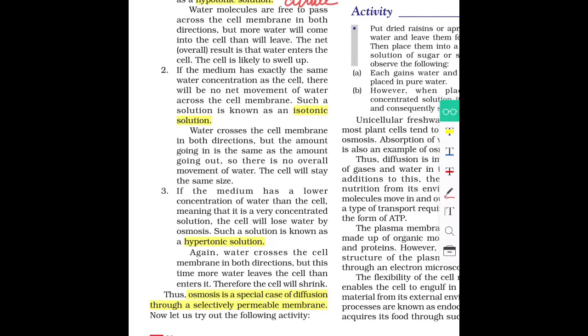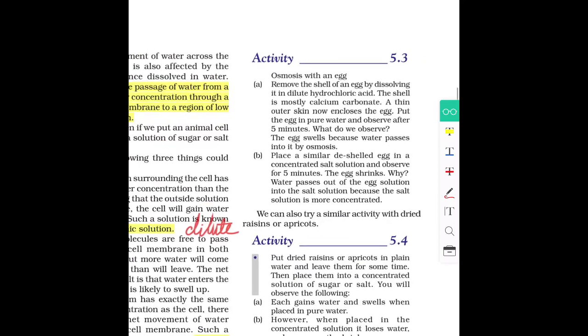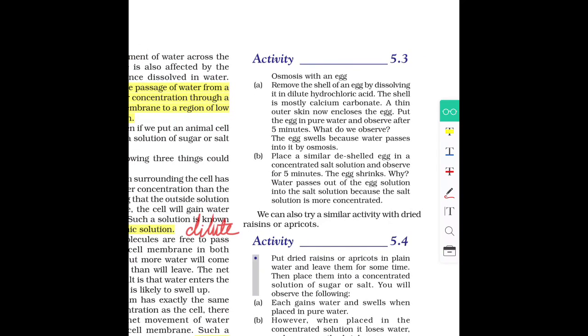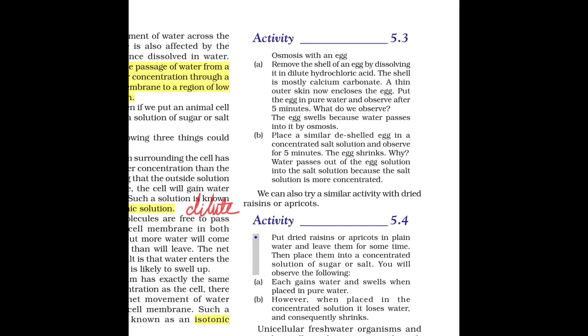Now let us try to understand this with the help of an activity. Osmosis by an egg. Now we know that an egg is a cell. Remove the shell of an egg by dissolving it in dilute hydrochloric acid. The shell is mostly calcium carbonate. The thin outer skin now encloses the egg. Put the egg in pure water and observe after 5 minutes.